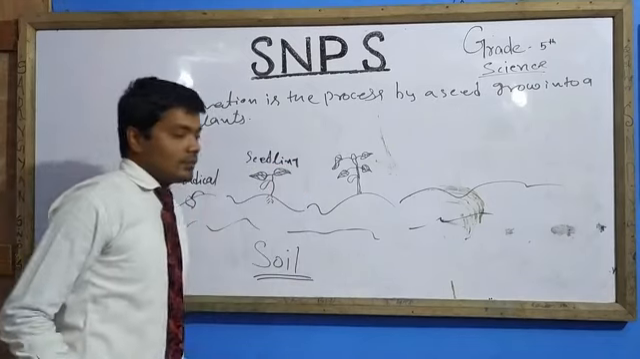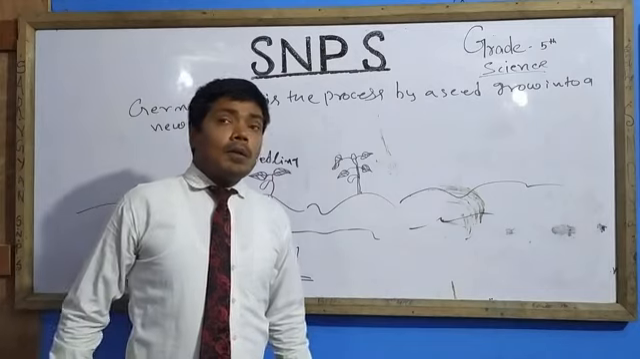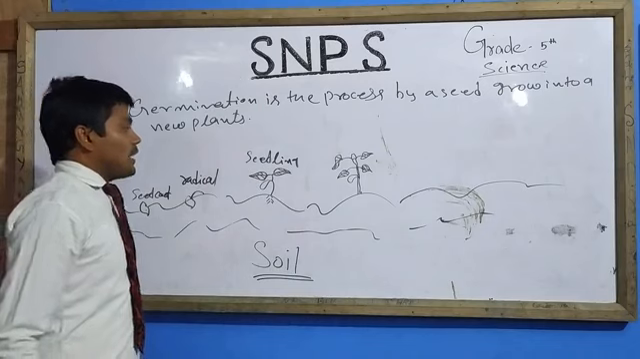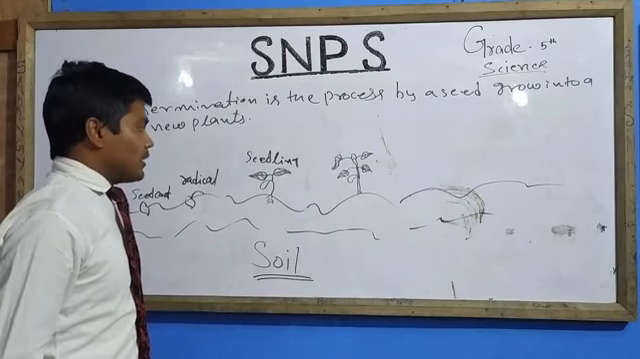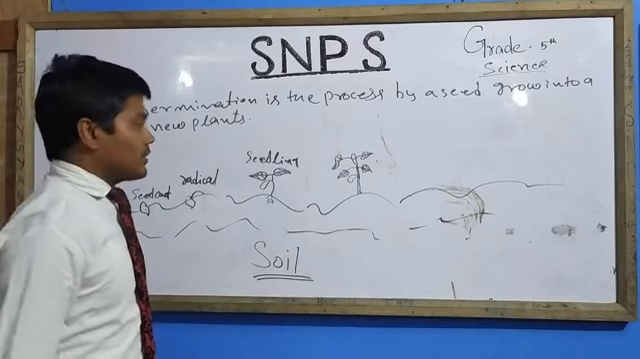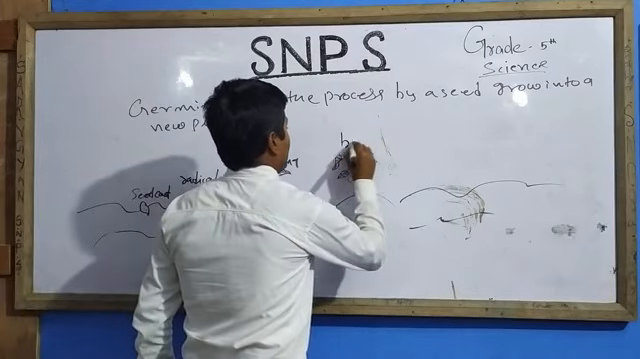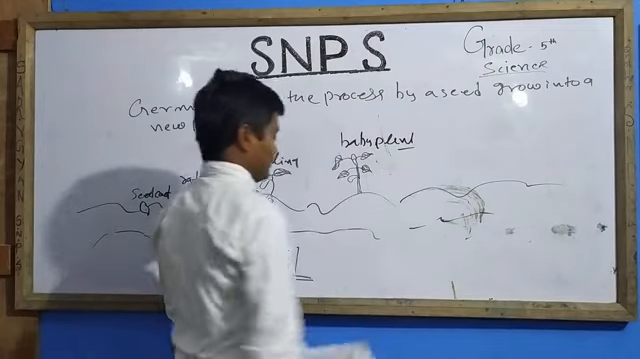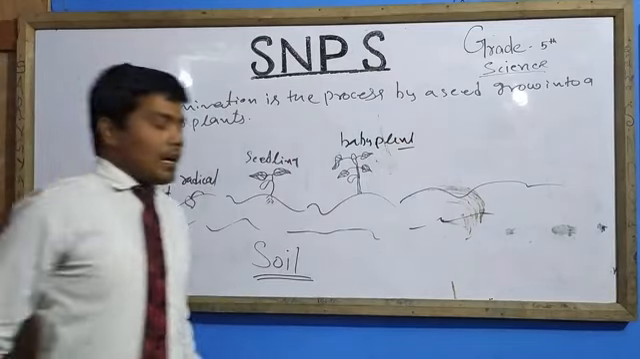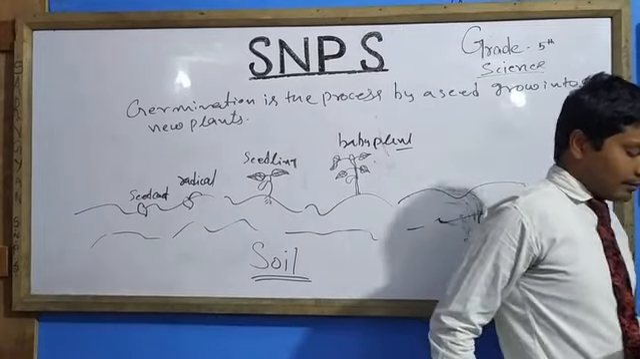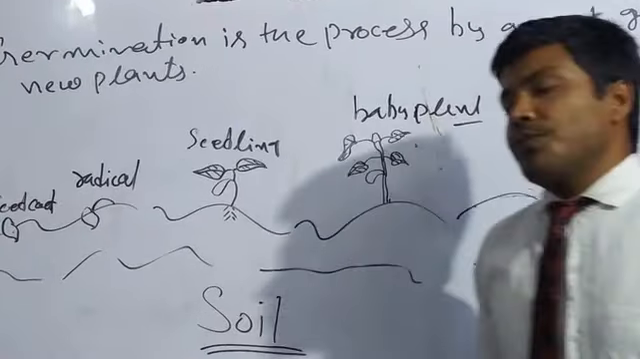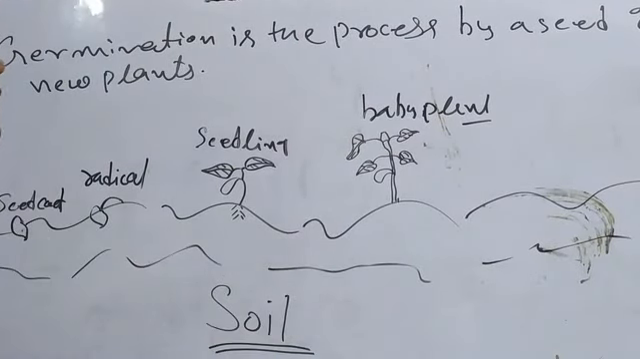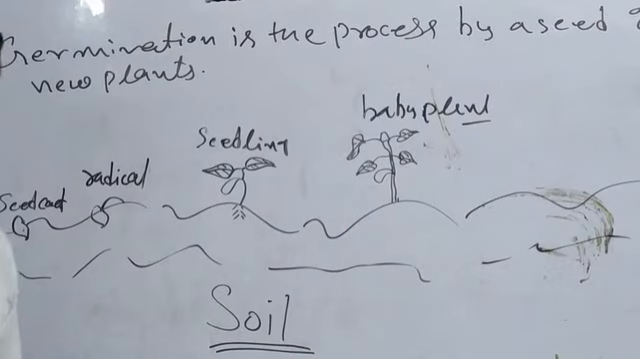Seedlings produce the root and few leaves. After this, it makes a baby plant. Then seed grow into a baby plant. This is the process of germination.